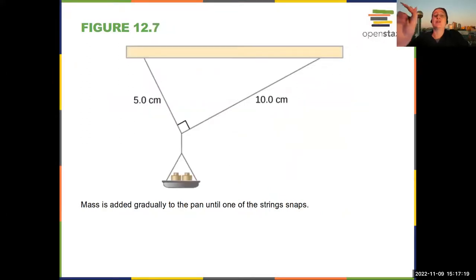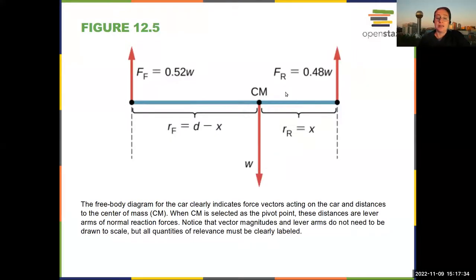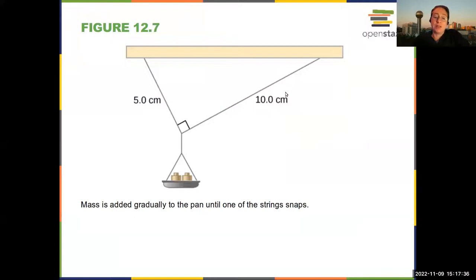Okay, here's another classical problem for static equilibrium. You have two strings that are holding something. In this case, you know that the net force on this pan is zero. We're going to ignore if one of the strings finally snaps, but we can figure out what these tensions are.